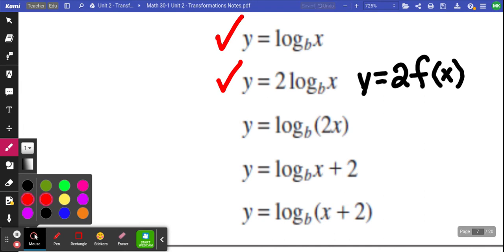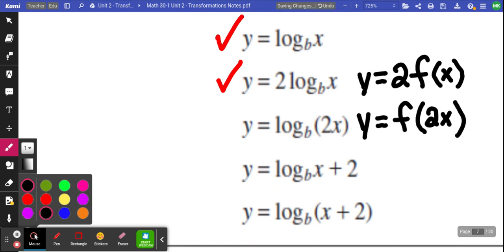Gorgeous. Third one. They took x and they changed it to 2x. That means they've done this. Y equals the function of 2x. This 2 is a horizontal stretch of 1/2. Right? If you actually multiply it, you're multiplying horizontally by 1/2.